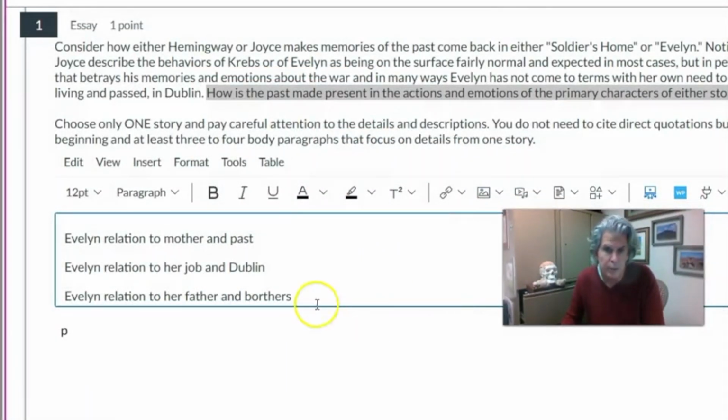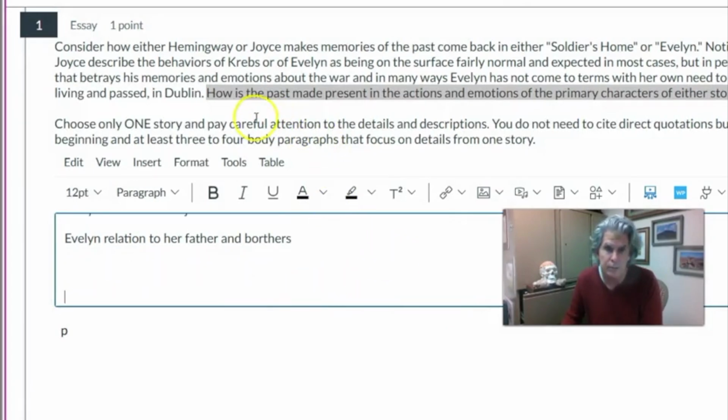My thesis is going to answer that question right here: How is the past made present in the actions and emotions of the primary characters of either story? And so I'm going to write one single sentence. That will be my thesis. One sentence that's going to be my insight into Evelyn, and how her mother is still present with her, how her position or her job is still present with her, and how her father and brothers are still present with her, and kind of holding her. That's going to be my thesis. Okay, something about that. I'm going to put it into one sentence, and it's going to be at the top.